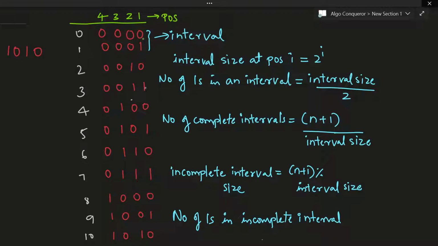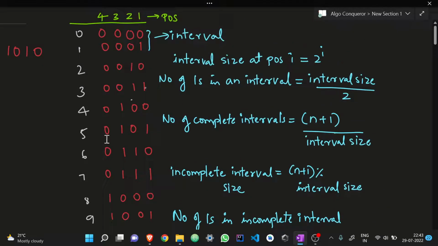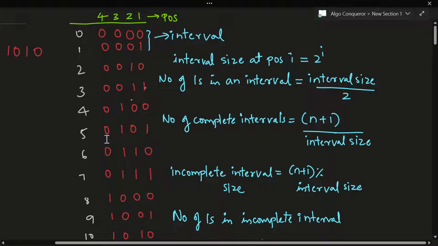At position 1, look at how bits are repeating periodically. We have 0, 1 and then 0, 1 and then 0, 1 and so on. If you look at position 2, we have a different repetition: 0, 0, 1, 1, 0, 0, 1, 1, 0, 0, 1, 1 and so on. And if you look at position 3, 4 zeros, 4 ones, 4 zeros, 4 ones and so on. This is the observation which we have to make to solve this problem in an optimized way.